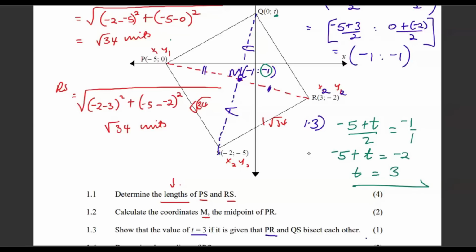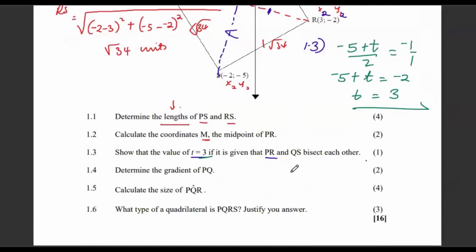Alternatively, since they're asking us to show that t is equal to 3, if it's given that up by 6, all you can do is substitute this with a 3 and try to get the midpoint. If it gives you that, well and good. That could also be an option.